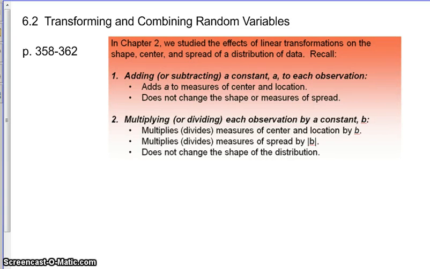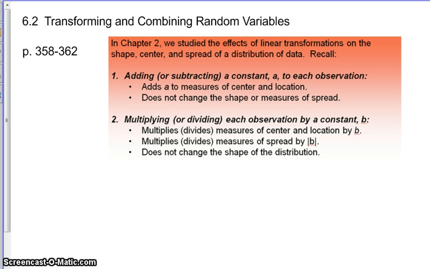All right, what we'll be looking at in section 2 is talking about our random variables some more. And we're going to do some transforming of them and then also some combining of some different random variables. So in chapter 2, we studied the effects of a linear transformation and how that changed my shape, center, and spread for a distribution. So a couple things to remember.